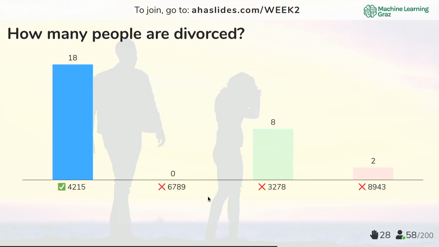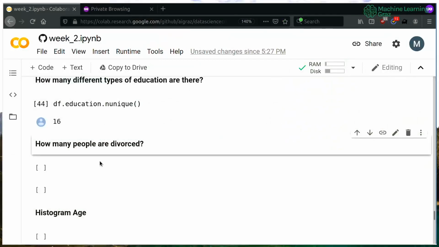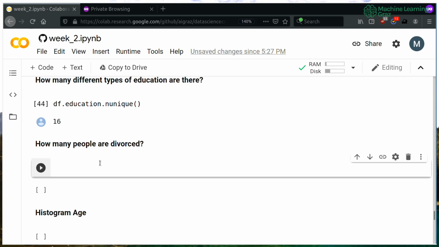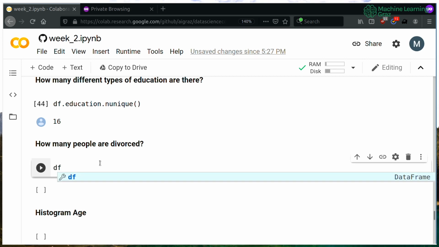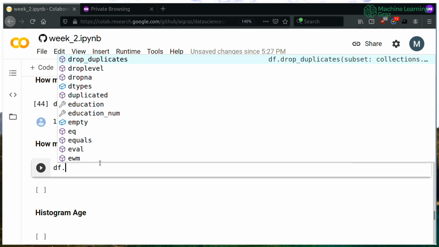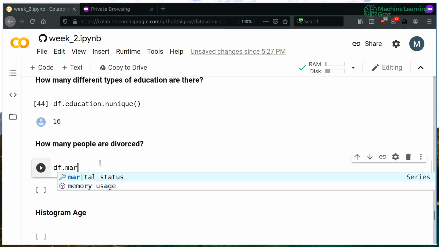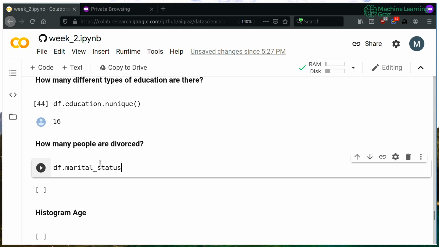And time's up. And there's a big conflict in answers, but most people got it right. So the easiest way to calculate this is by writing df. There's a big challenge here, because this could have been tricky for some people. But first we have to understand where we find the divorced people. If you remember, it is in the column marital status.